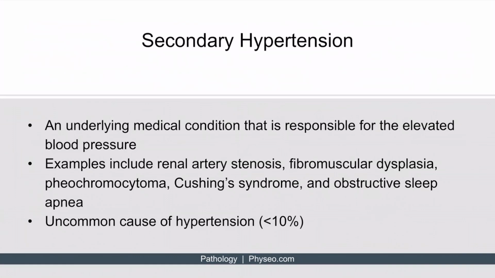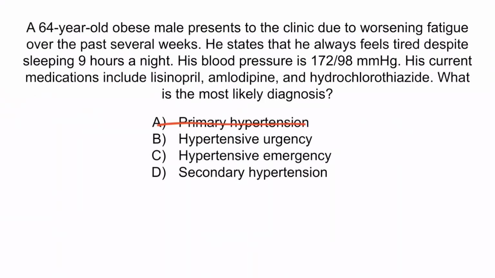Recall from this slide that patients with secondary hypertension have an underlying medical condition that is responsible for the elevated blood pressure, in this case, obstructive sleep apnea. A is wrong because his hypertension can be best explained by an underlying medical condition. B and C are wrong because this patient does not have a blood pressure of 180/120 or greater. So again, the correct answer is D, secondary hypertension. And that concludes this section.